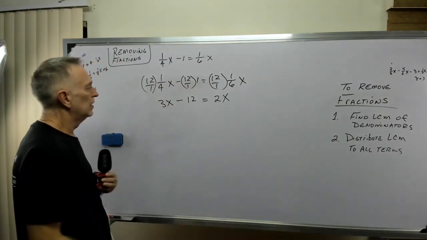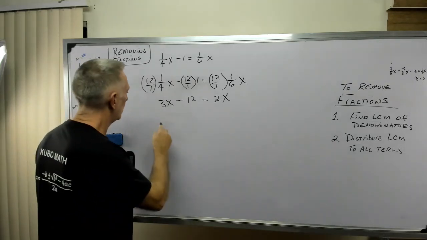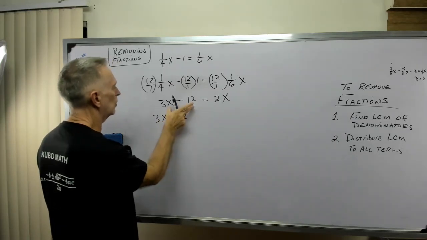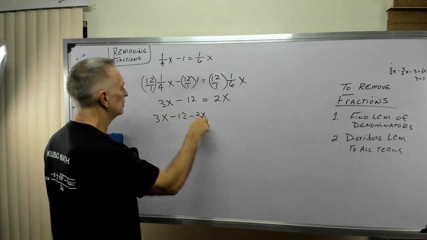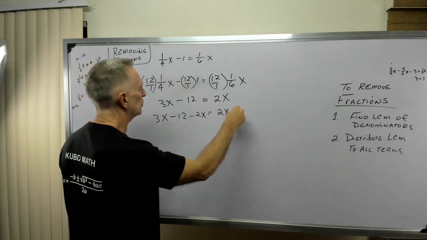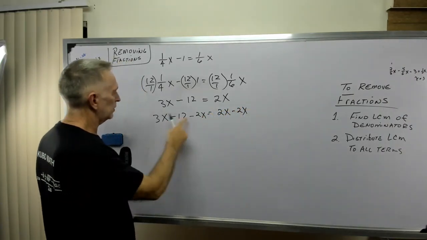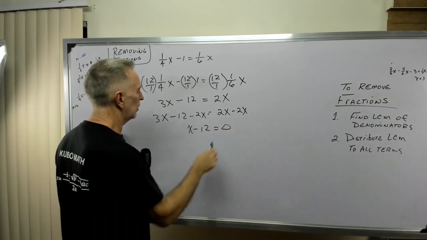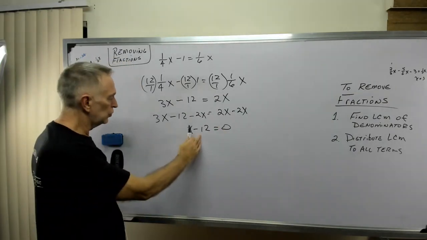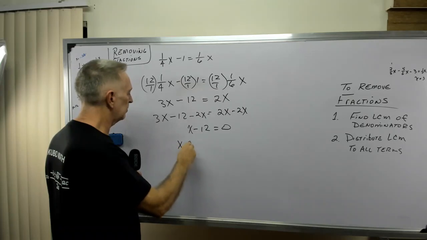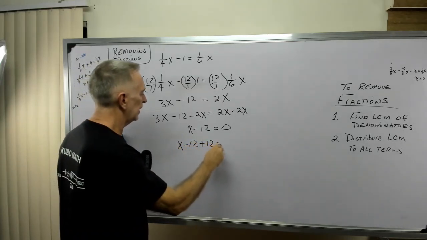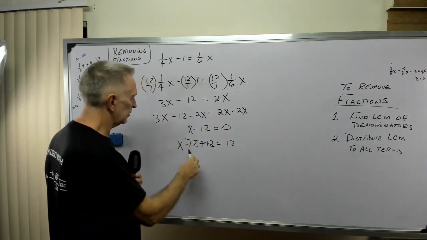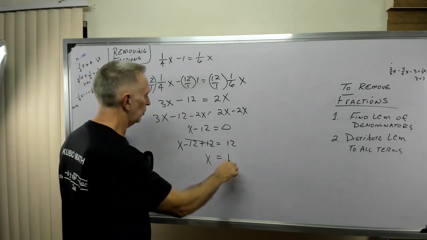I simply have a very simple equation. Now let me subtract 2x from both sides. 3x minus 12 is what I had here, minus 2x equals 2x minus 2x. So 3x minus 2x gives me x. So I have x minus 12 equals 0. Well, let me add 12 to both sides. So x minus 12 plus 12 equals 0 plus 12, which is 12. So this negative 12 plus a positive, they cancel. x equals 12.